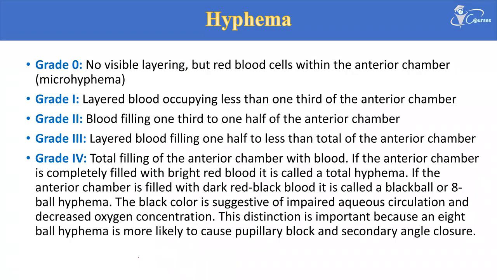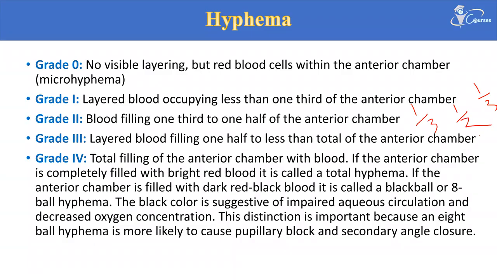Regarding the grading of hyphema, it can be classified into 5 grades. Grade 0: there is no visible layering of the blood, but only RBCs within the anterior chamber, what we call the microhyphema. So you can't see a level of blood, just circulating RBCs in the anterior chamber. Grade 1: the blood is less than 1/3 of the anterior chamber. Grade 2: between 1/3 and half.